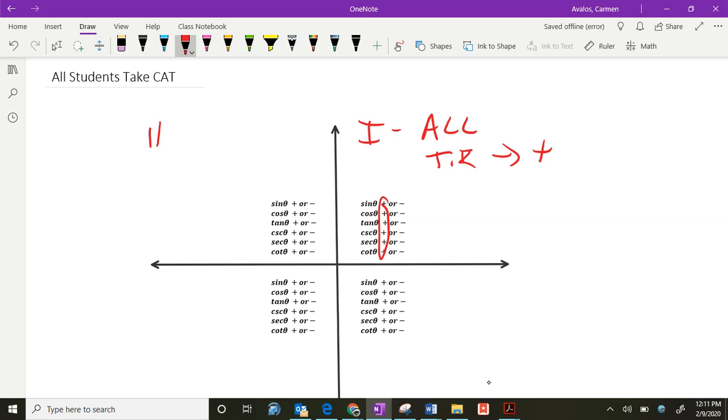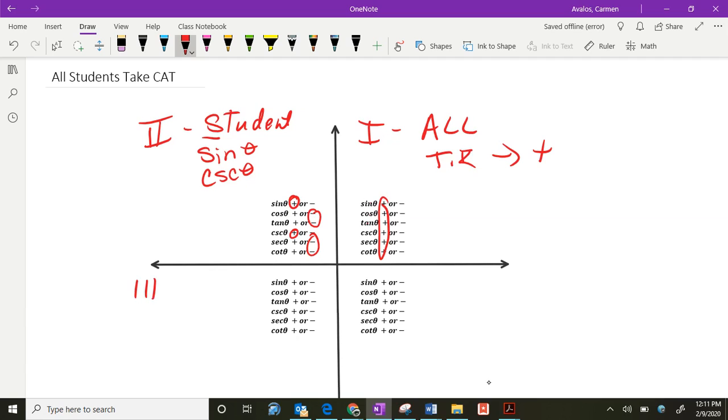In the second quadrant, we have "Students." And that represents S is for sine, and it's also for the reciprocal, which is cosecant. So the sine and the cosecant are the ones that are going to be positive. So sine is positive, the cosecant is positive, everything else is negative.